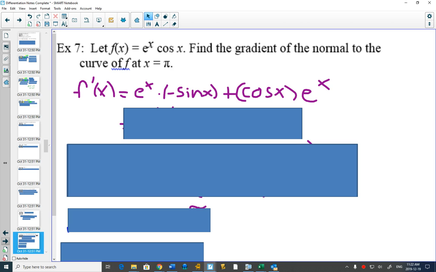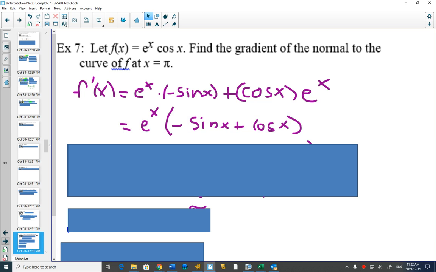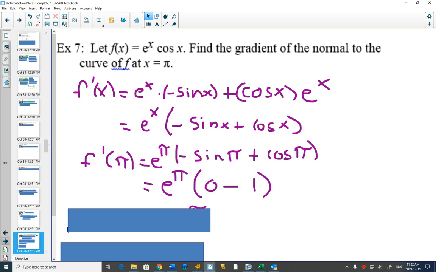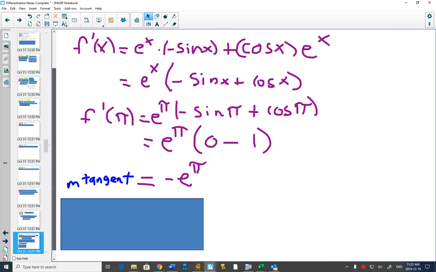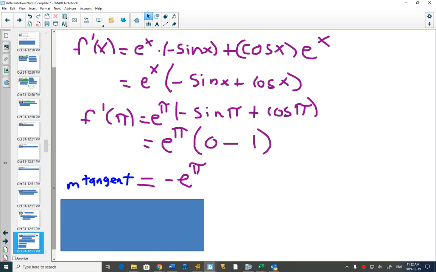And then, if you'd like, you could factor out an e to the x, not necessary, but you could if you'd like. If you want to find the slope of the tangent, you'd plug in pi. This just simplifies to become negative e to the pi. So what's the slope of our normal? We have to do the negative reciprocal.